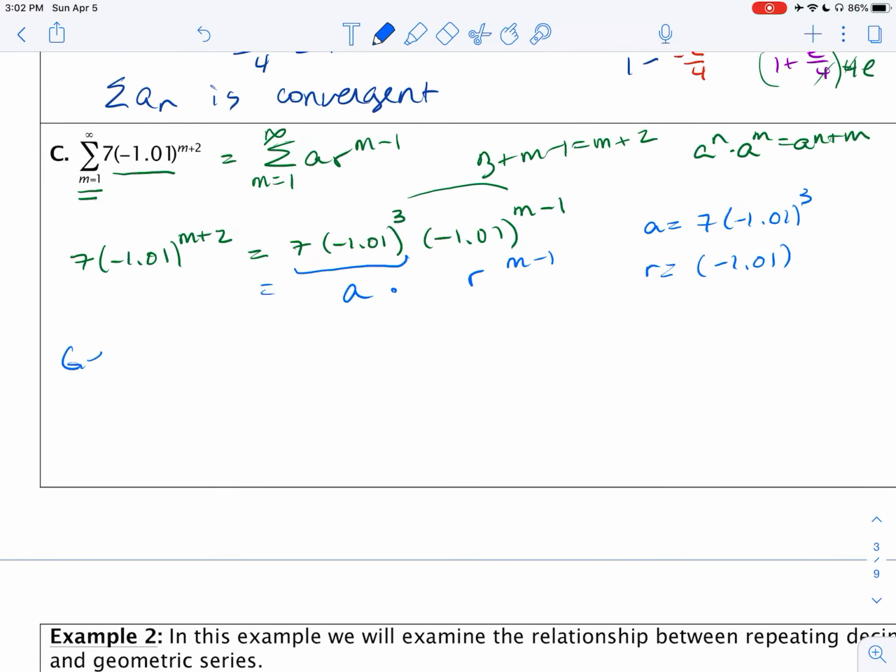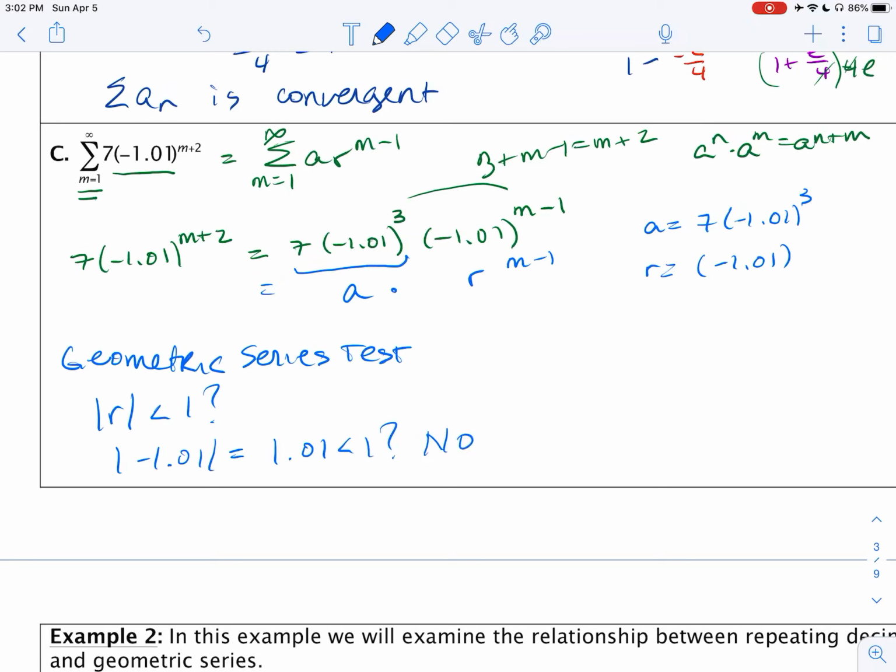So my geometric series test tells me, is the absolute value of r less than 1? Is the absolute value of minus 1.01, which is equal to 1.01, less than 1? No. So conclusion, my series a sub n diverges by the geometric series test.